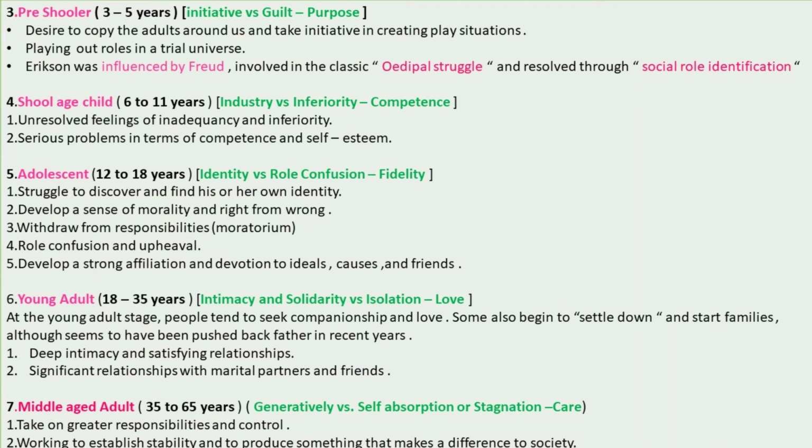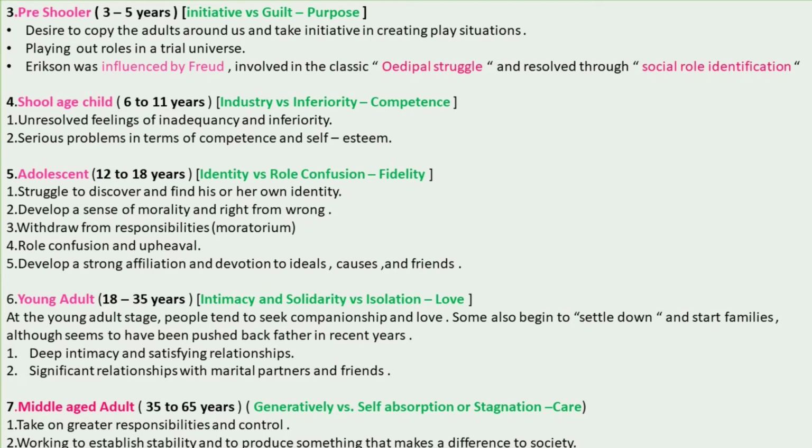And the third stage is preschooler, 3 to 5 years. Initiative versus guilt, purpose, desire to copy the adults around us and take initiative in creating play situations, playing out roles in a trial universe. Erikson was influenced by Freud, involved in the classic Oedipal struggle and resolved through social role identification.